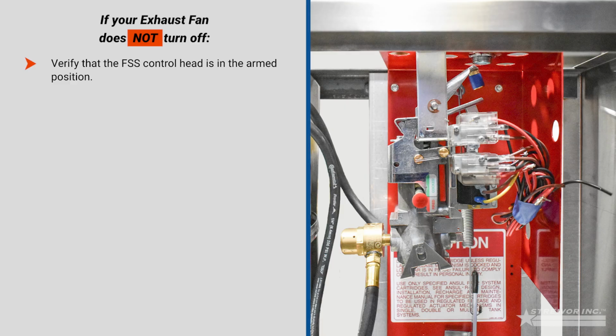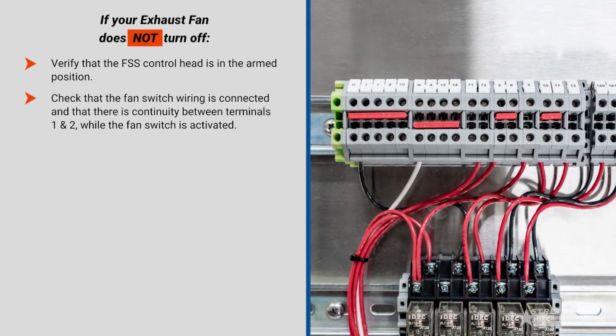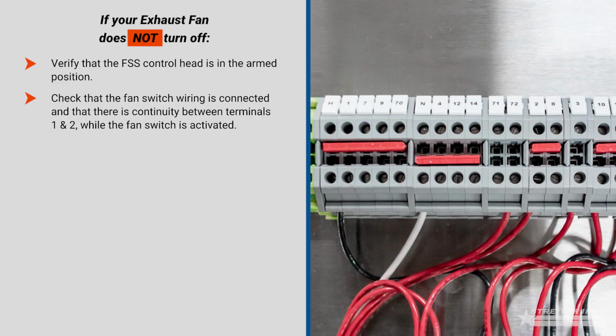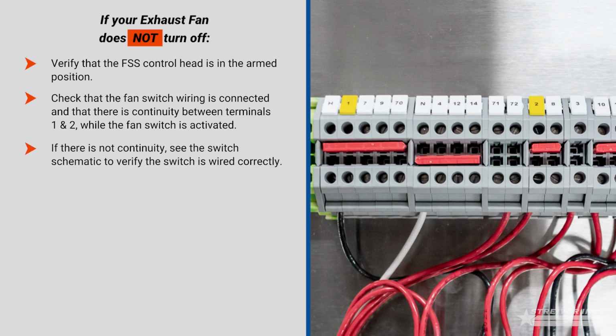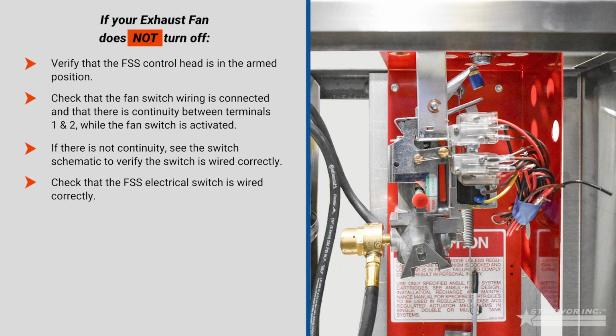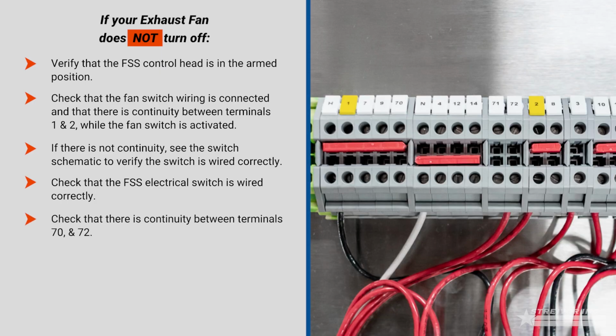Check that the fan switch wiring is connected and that there is continuity between terminals 1 and 2, while the fan switch is activated. If there is not continuity, see switch schematic to verify the switch is wired correctly. Check that the FSS electrical switch is wired correctly. Check that there is continuity between terminal 70 and 72. Check that there is not continuity between terminal 70 and 71.